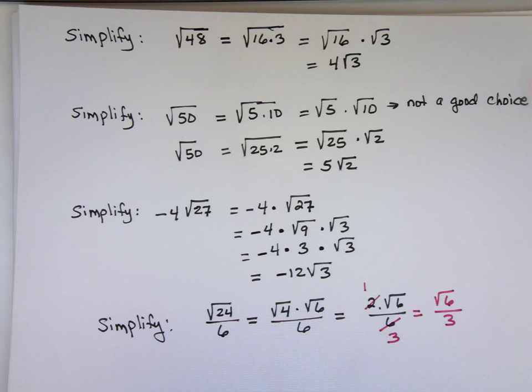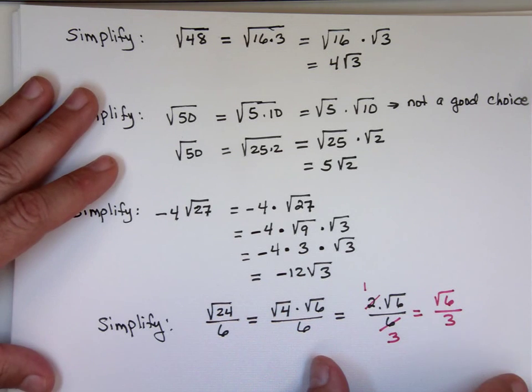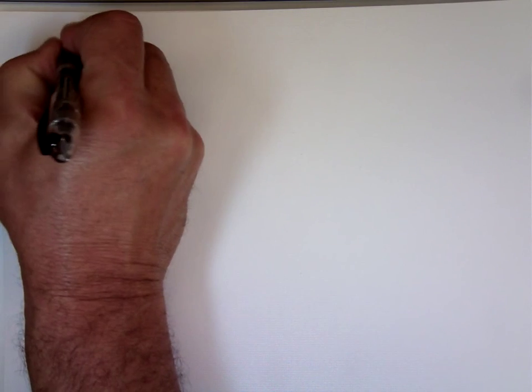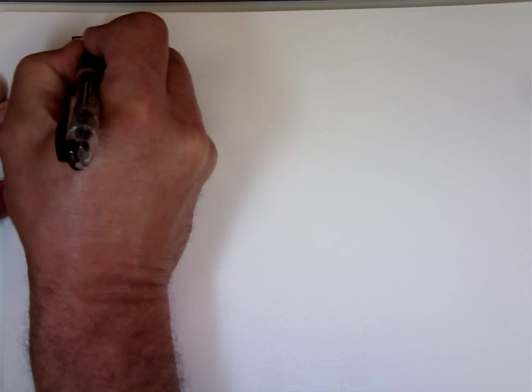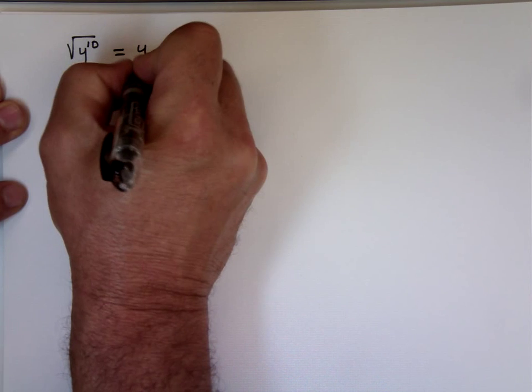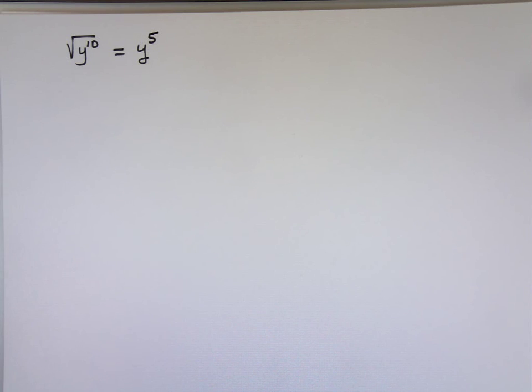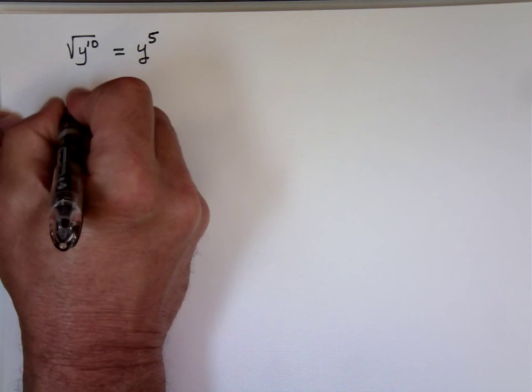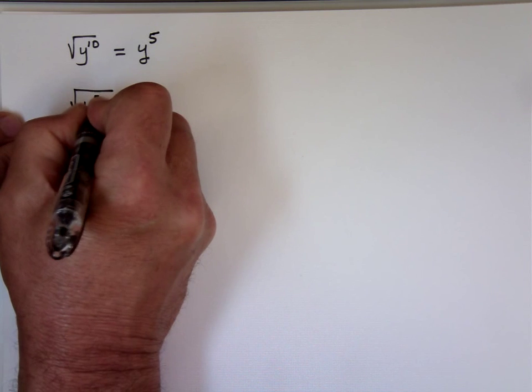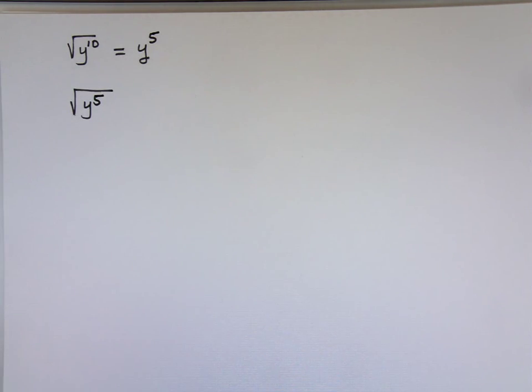Okay, let's continue with that. Let me give you a simpler one. What's the square root of y to the 10? We said take that 10 divided by 2. Dividing 10 by 2, that's y to the 5. Not a big deal. What is the square root of y to the 5th? Now we got a problem. Can you divide the 5 by 2? The answer is no. We can't. It's 2.5. We don't want to use decimals or fractions.